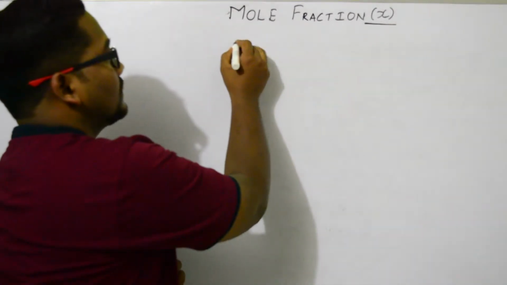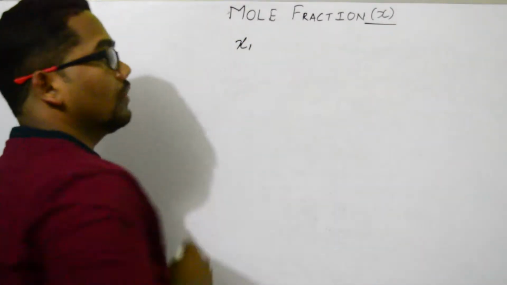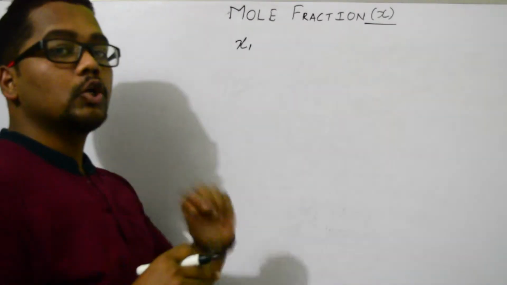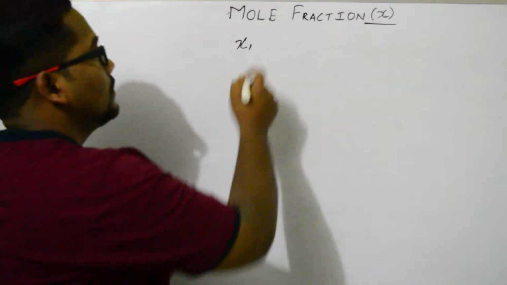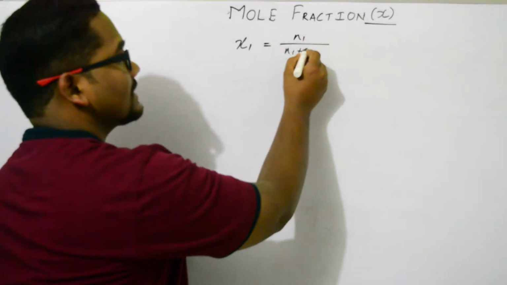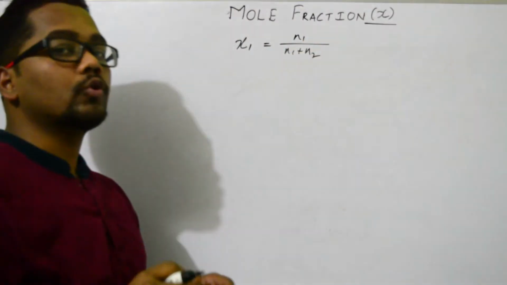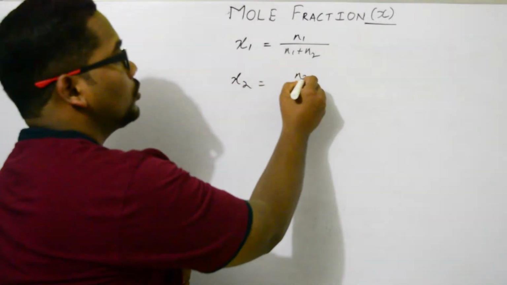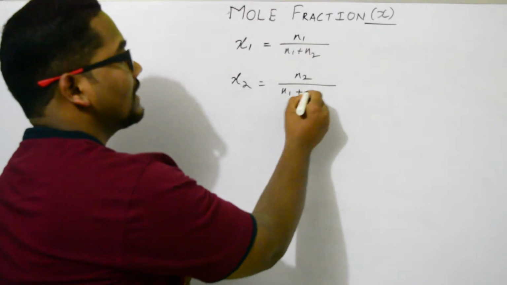Now if you see the formula, x1, this 1 is for solvent and 2 is for solute, that we have to remember. So x1 is equal to n1 divided by n1 plus n2. This is a simple formula that you have to remember. What is x2? x2 is equal to n2 divided by n1 plus n2.